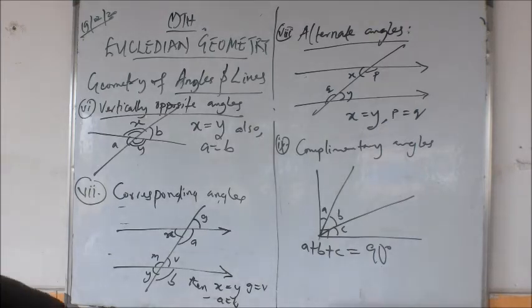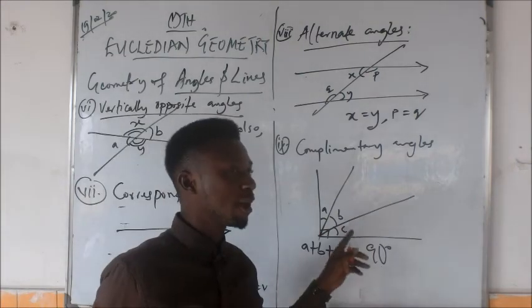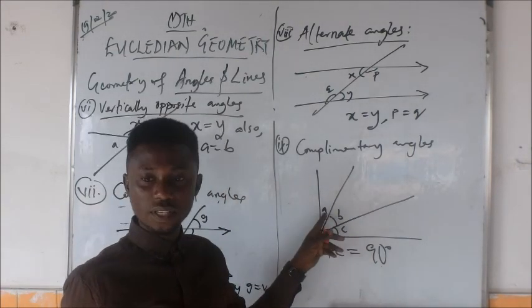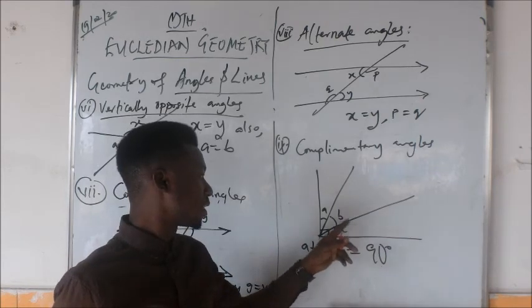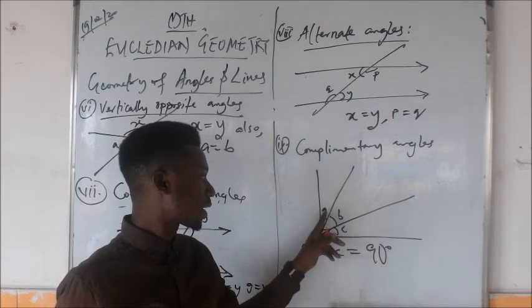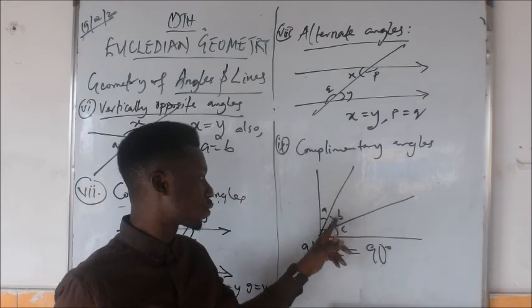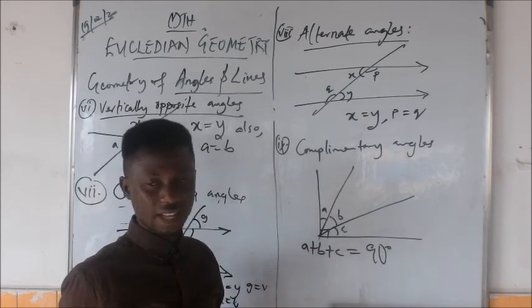Anytime the sum of angles is 180 degrees, I call it sum of angles in a straight line. But that of 90 degrees is complementary. So we say that A complements BC, B complements AC, and C complements AB. Why? Because when you add C to AB, you get 90. When you add A to BC, you get 90. When you add B to AC, you get 90. Is that taken now?